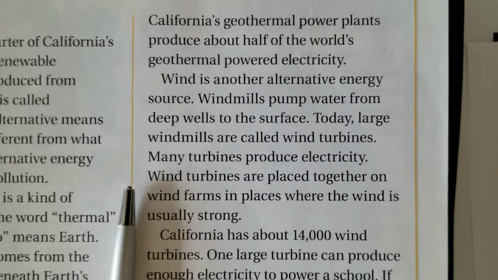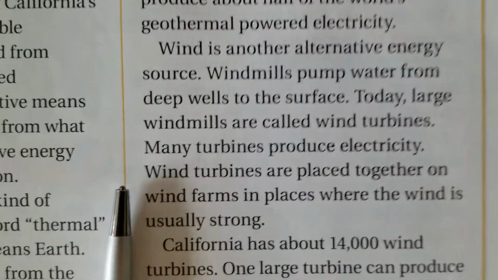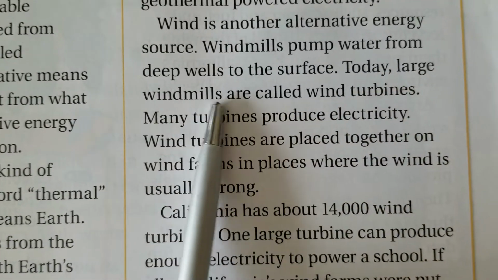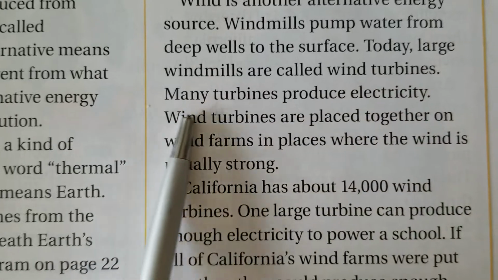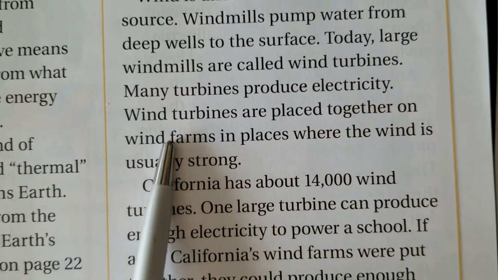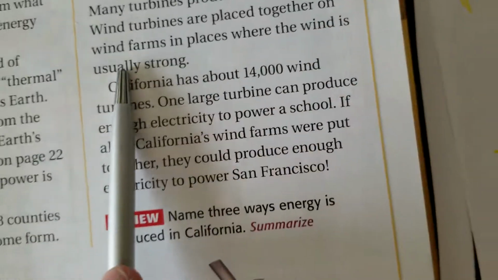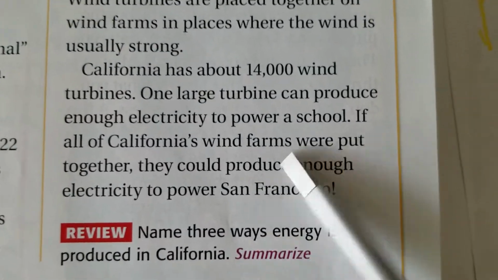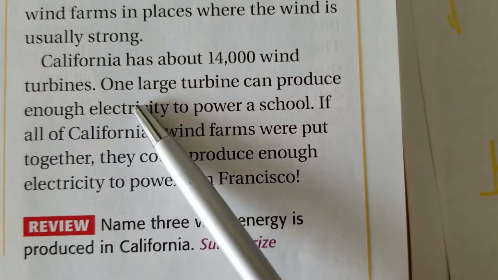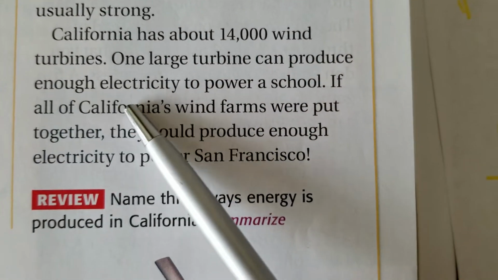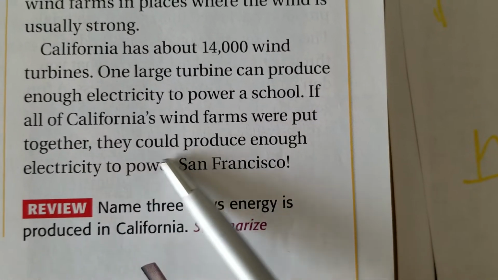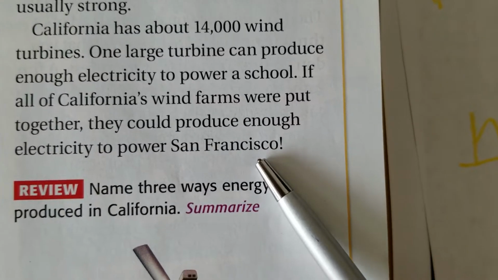Wind is another alternative energy source. Windmills pump water from deep wells to the surface. Today, large windmills are called wind turbines. Many turbines produce electricity. Wind turbines are placed together on wind farms in places where the wind is usually strong. California has about 14,000 wind turbines. One large turbine can produce enough electricity to power a school. If all of California's wind farms were put together, they would produce enough electricity to power San Francisco.